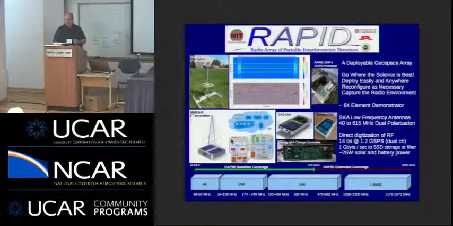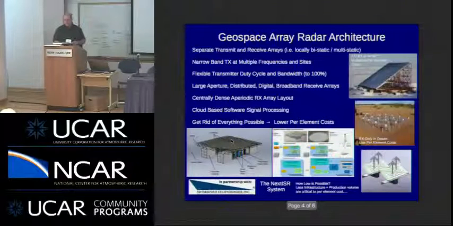and the community can use them for concentrated experiments. Now, for fixed large-scale arrays, I proposed a geospace array architecture. This was a Quo Vadis talk I gave to IceCat 3D quite a while ago. And the architecture looks like separated transmit and receive arrays. You've seen this. Narrowband transmitters at multiple sites. It doesn't do you much good to have a super broadband transmitter because you have poor matches and there's frequency licensing as a constraint. You have flexible transmitter duty cycles up to 100%.